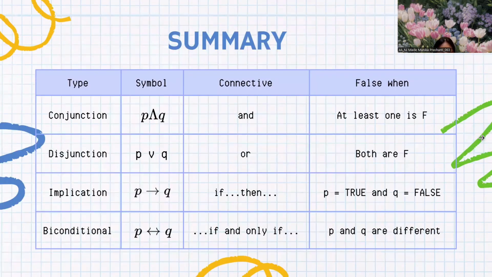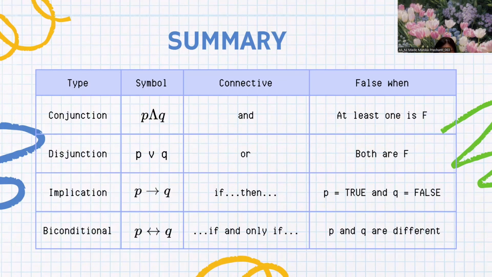To wrap everything up, let's look at this summary table. This is your cheat sheet for mathematical logic. Instead of memorizing full truth tables, you only need to remember the critical condition that makes each connective false. First, conjunction. The symbol is P and Q, with the connective AND. When is it false? It is false if at least one part is false.